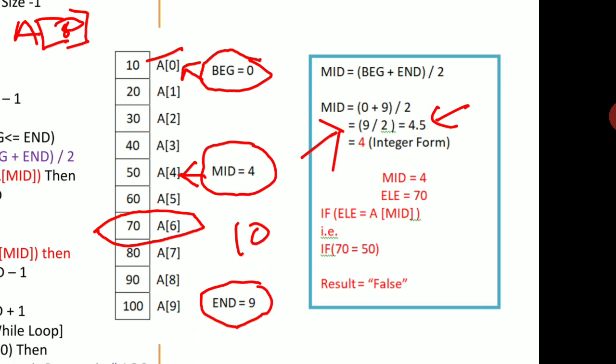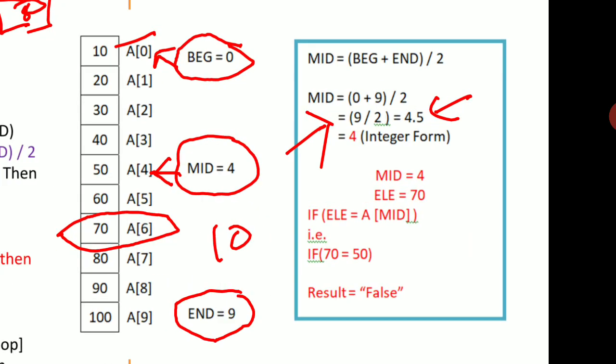The binary search is going to access the elements from where? From the mid. The binary search is going to access the values from the mid of the array, not from the beginning. And how are we going to find the mid? Beginning plus end divided by 2. What is your beginning value? 0. What is the end value? 9. 0 plus 9 results in 9. 9 divided by 2 is 4.5, and you have to take only the integer part, that is going to be 4.